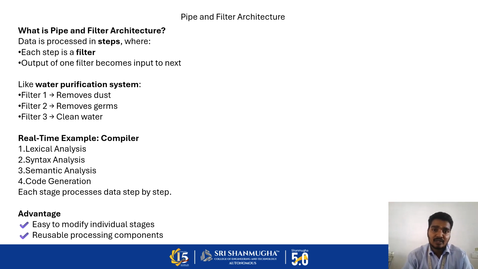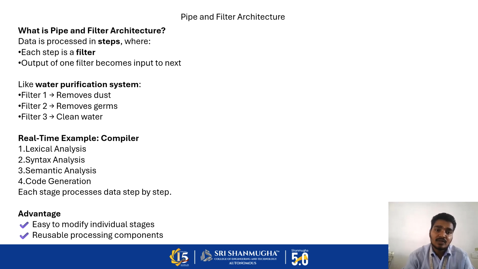Next we see the pipe and filter architecture. It is one of the architectures in the software development model. The data is processed in steps, where each step filters and its output becomes the input to the next step. Like a water purification system: filter one removes the dust, filter two removes the germs, and filter three gives clean water. That's why we follow it in the software development process also.